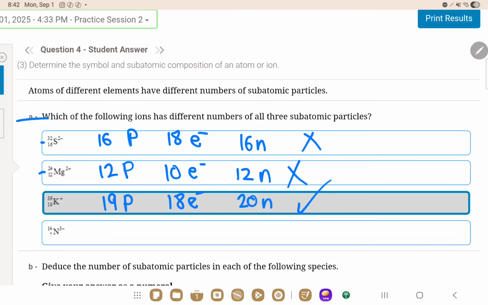Now we have this one. It's wrong, as you can tell, because 14 minus 7 equals 7. So then you'd have 7 neutrons and 7 protons. So this is automatically wrong.